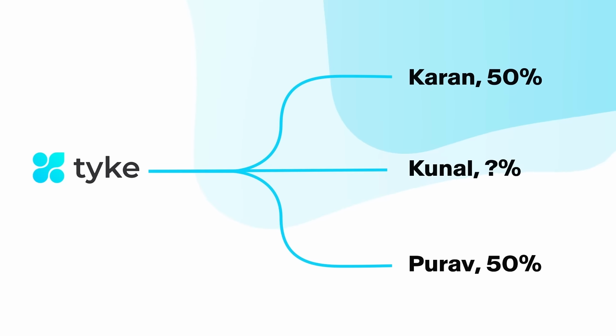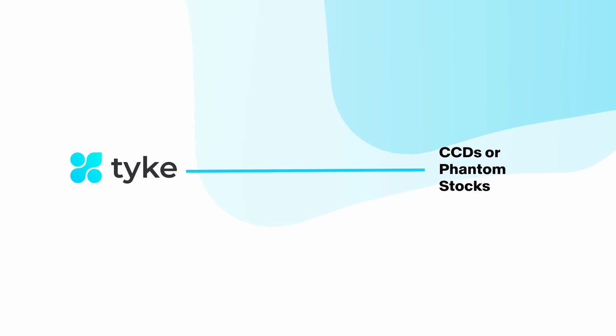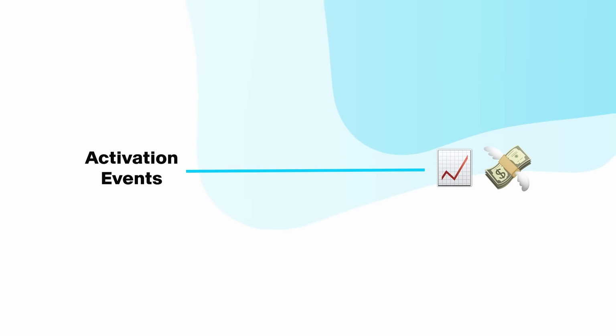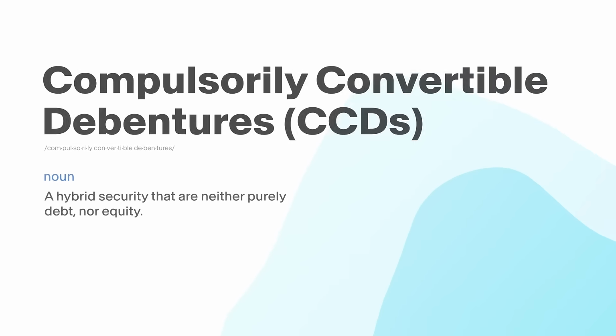Investors using the TSave get a financial stake in the form of CCDs or phantom stocks. We'll get into what they are in just a sec, but for now, here's what you need to know. CCDs and phantom stocks earn a return, either in the form of stake or cash when activation events take place. For example, a 100% secondary sale, an acquisition, or an IPO. Okay, now what's a CCD?